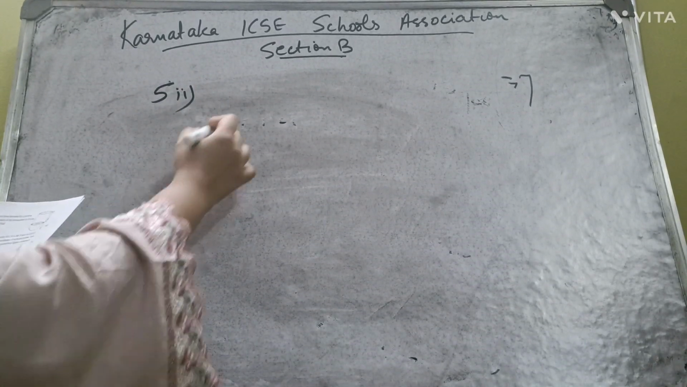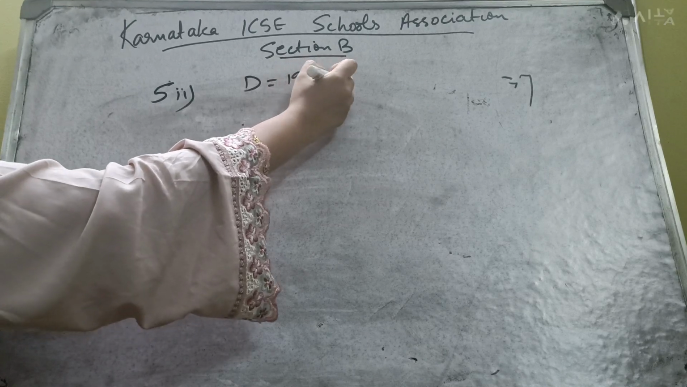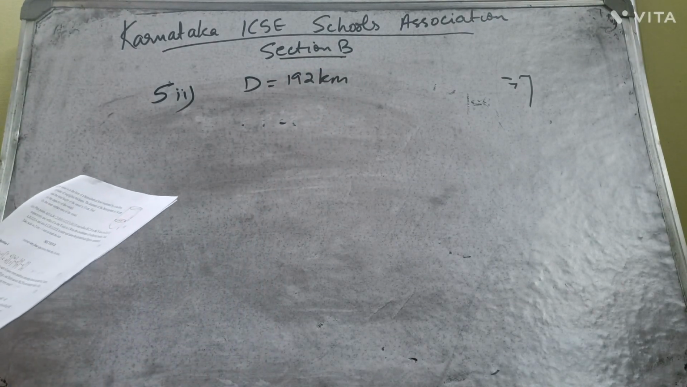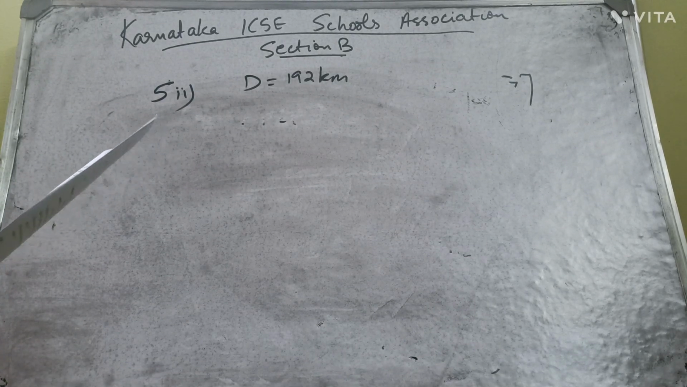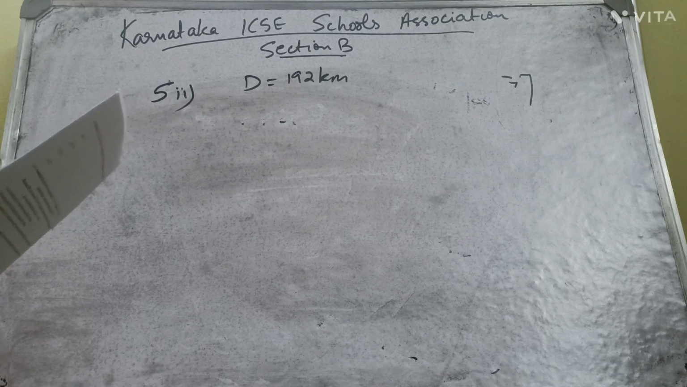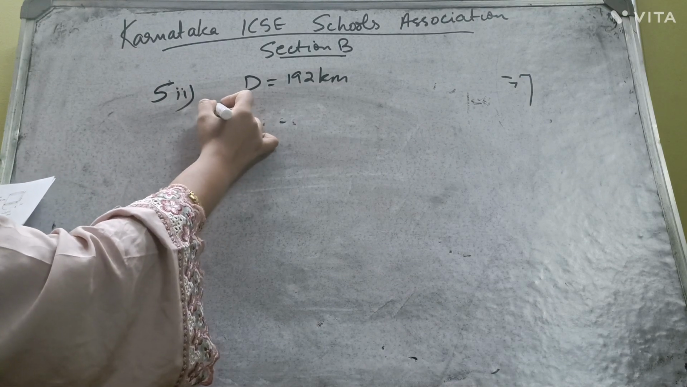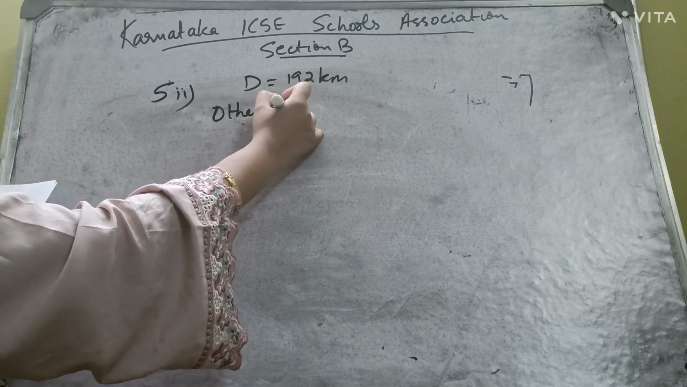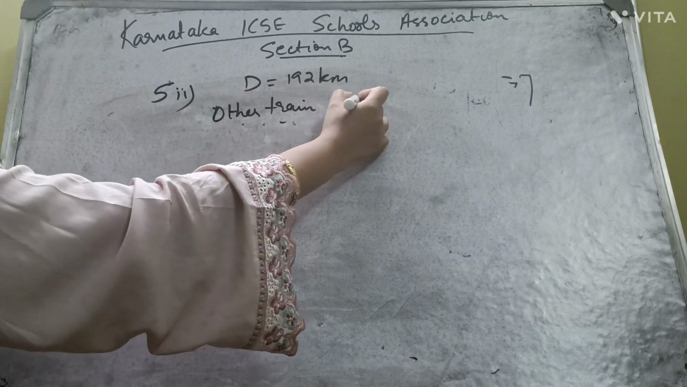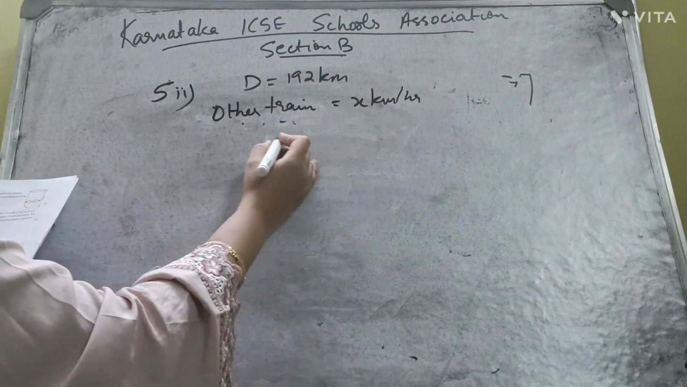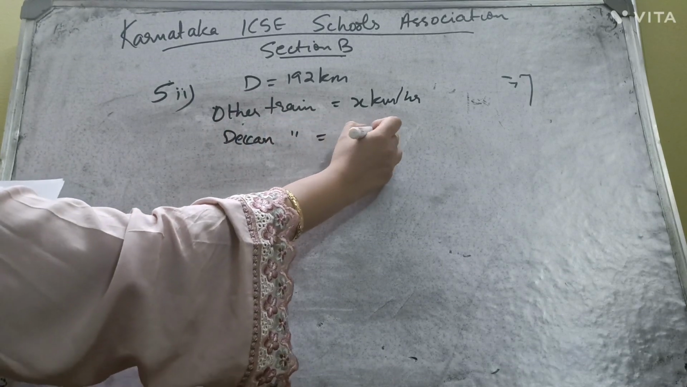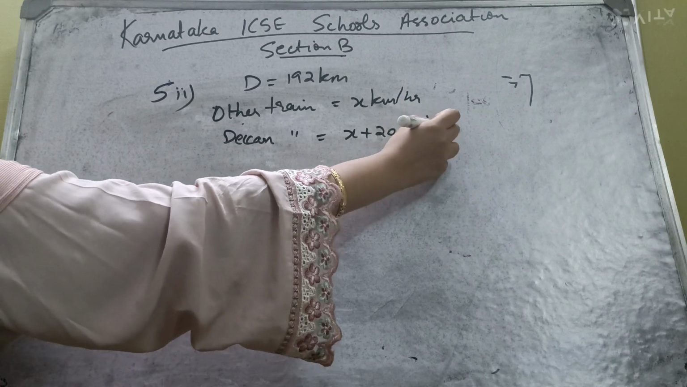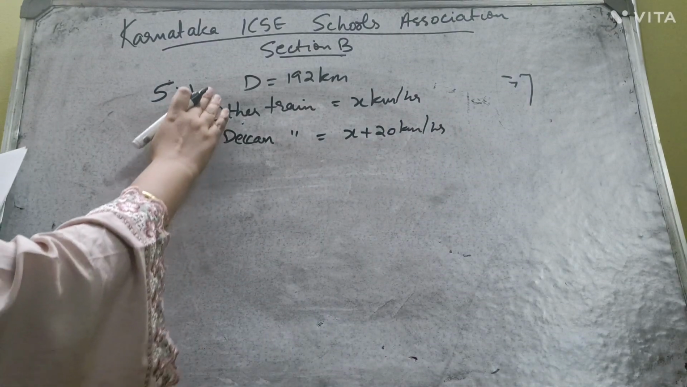Question says the distance between Mumbai and Pune is 192 km. Travelling by the Deccan Queen, it takes 48 minutes less than the other train. Calculate the speed of the Deccan Queen if the speed of the two trains differ by 20 km per hour. So if I take that other train's speed as x km per hour, then the Deccan train's speed is going to be x plus 20 km per hour.